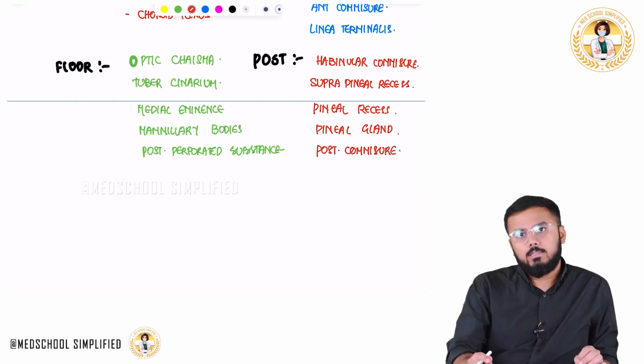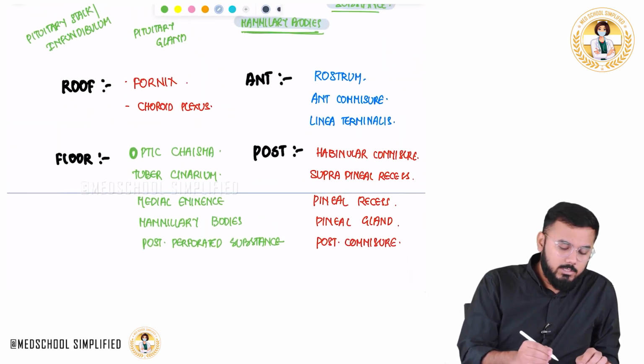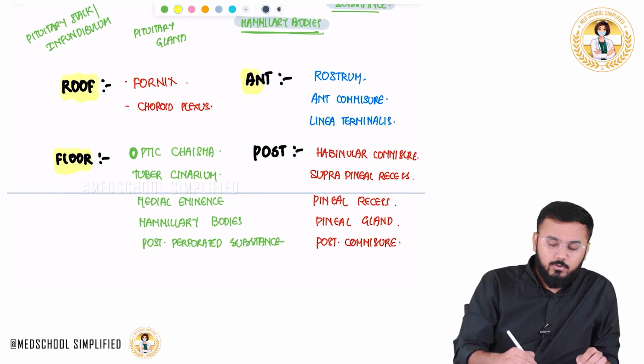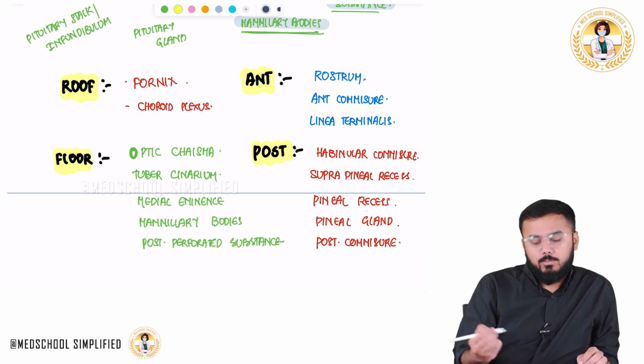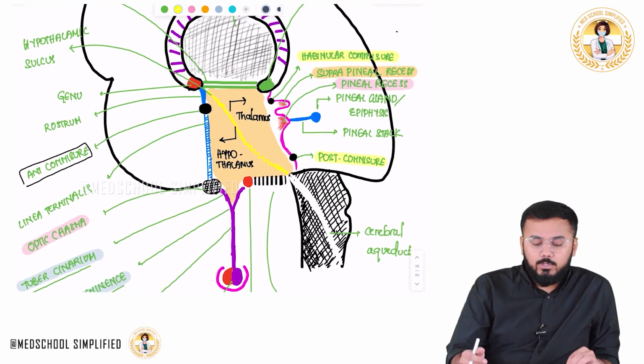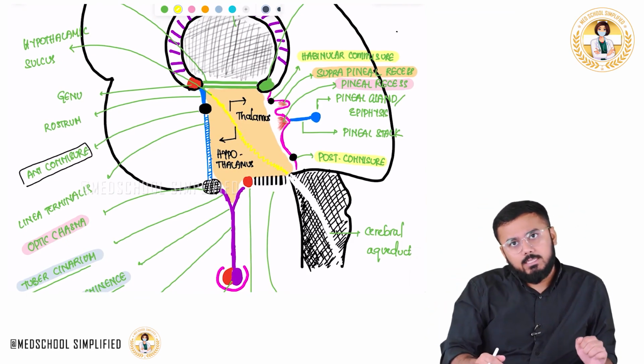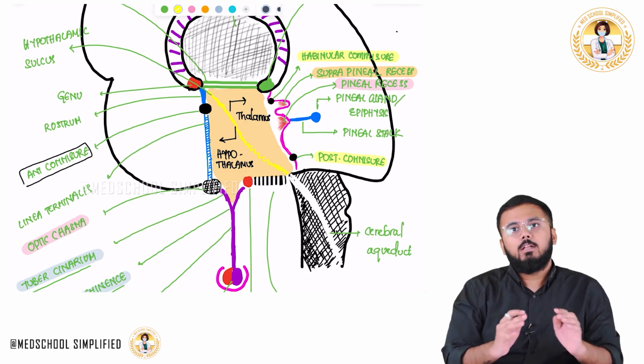So these are the structures which are located posteriorly. Okay, so what are the structures that are located to the roof, the floor, the anterior wall as well as the posterior wall? Now we did not discuss the lateral wall over here. So what we'll do is make a coronal section, and there we will discuss the structures that are located to the lateral wall.